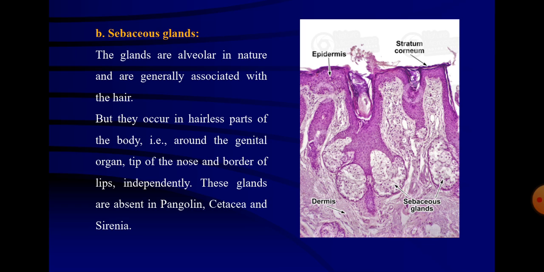Sebaceous glands are alveolar in nature and are generally associated with the hair, but they occur in hairless parts of the body, that is, around the genital organ, tip of the nose, border of lips independently. These glands are absent in pangolin, cetacea, and sirenia. Even sweat glands were absent in cetacea and sirenia. So we see that the sebaceous glands are alveolar in nature and they keep secreting a wax-like substance.